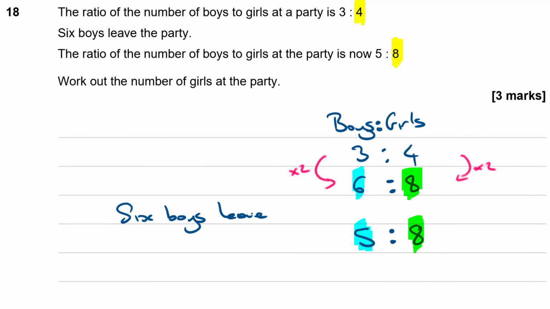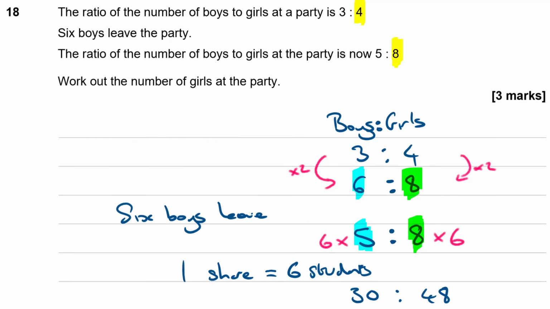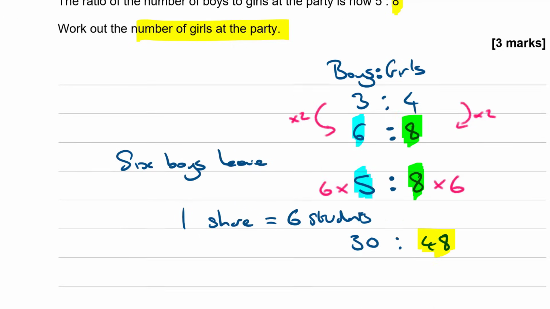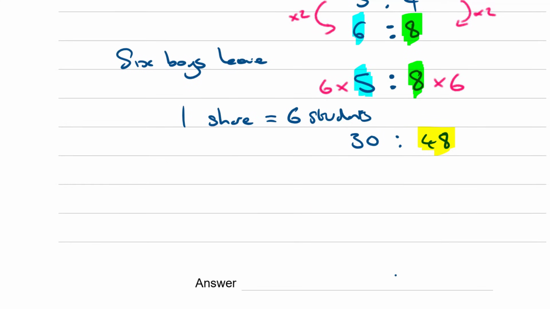So I conclude from that 1 share is equivalent to 6 students. So if we then take our ratio of boys to girls and times it up by a factor of 6, we will find the number of students of each type overall. So 6 times 5, there should be 30 boys, and 8 times 6 should be 48 girls. So we need to work out the number of girls at the party, which is this number here, 48. Girls at the party, 48.